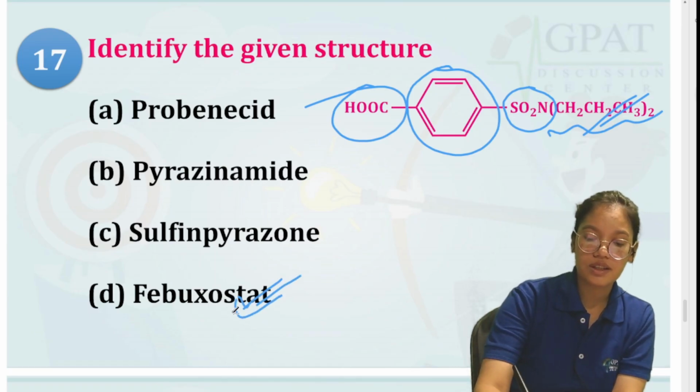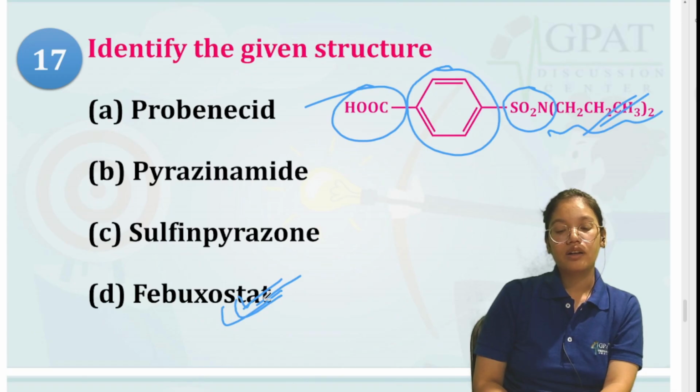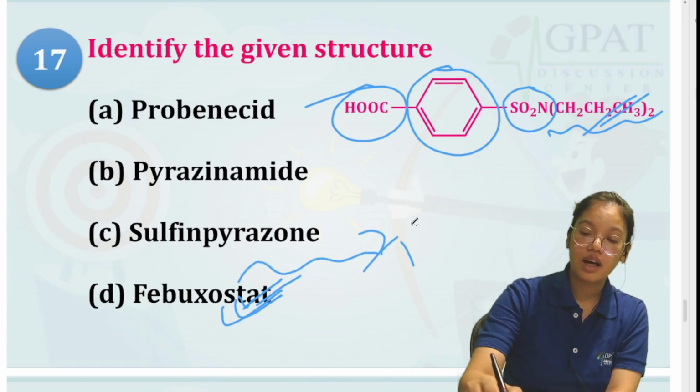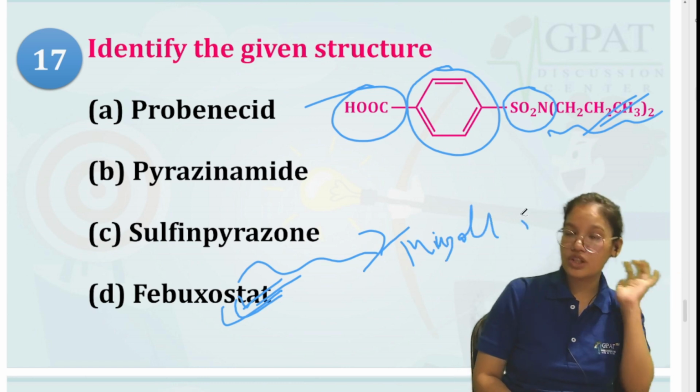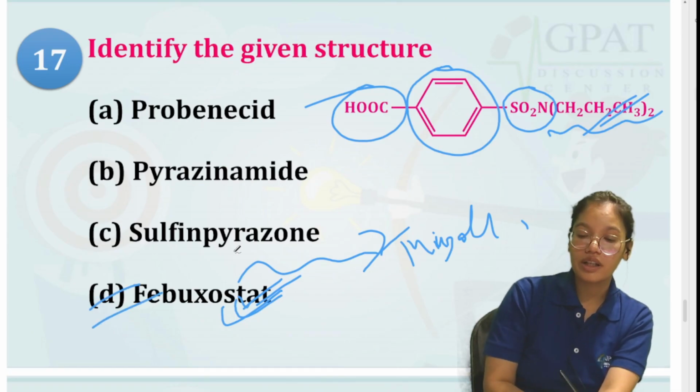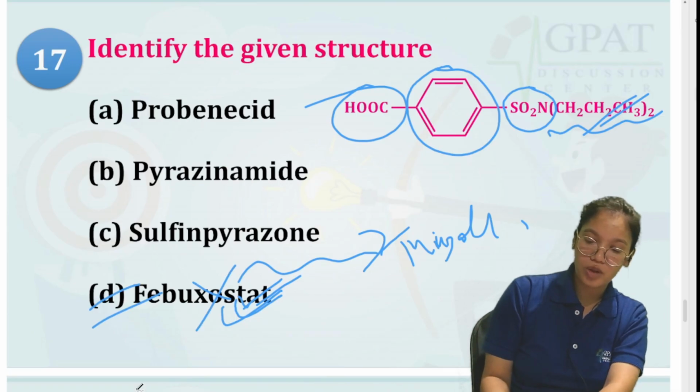Now febuxostat, we just discussed its structure. I guess you remember it contains a thiazole ring. The ring question was asked from it. So here we do not have that thiazole ring. So yes, febuxostat is removed from the options.